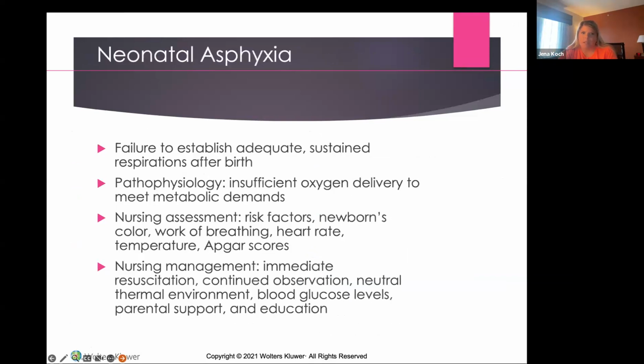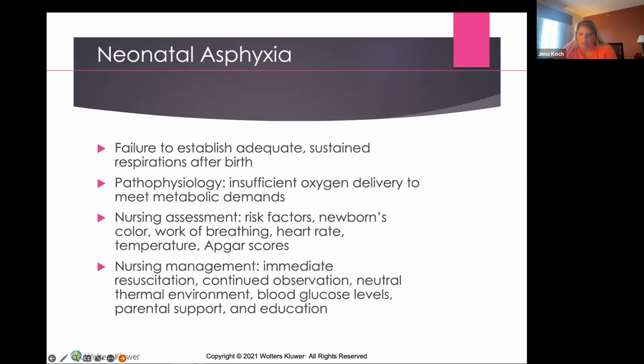So neonatal asphyxia, again, this is the one you're most worried about during L&D. You're wanting to make sure that that fetus is getting enough oxygenation, right? And that they're able to maintain that respiratory support after delivery. So the patho behind it is that insufficient oxygen delivery. Knowing the risk factors, newborn's color, noting their work of breathing, their heart rate.